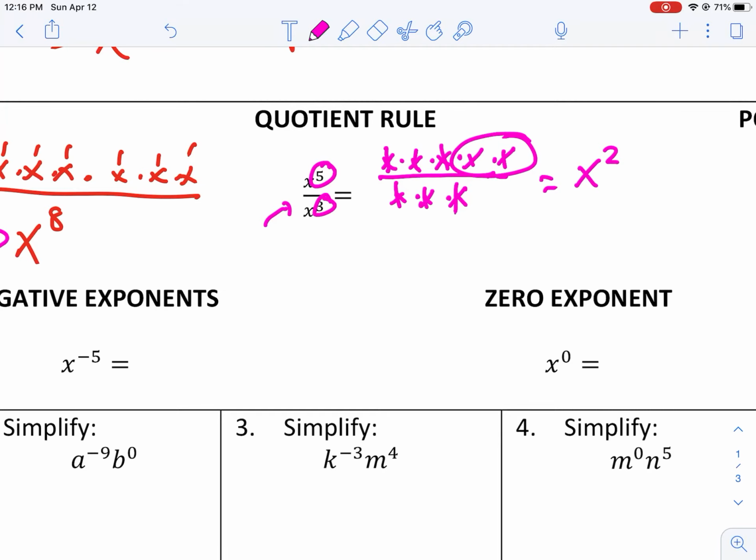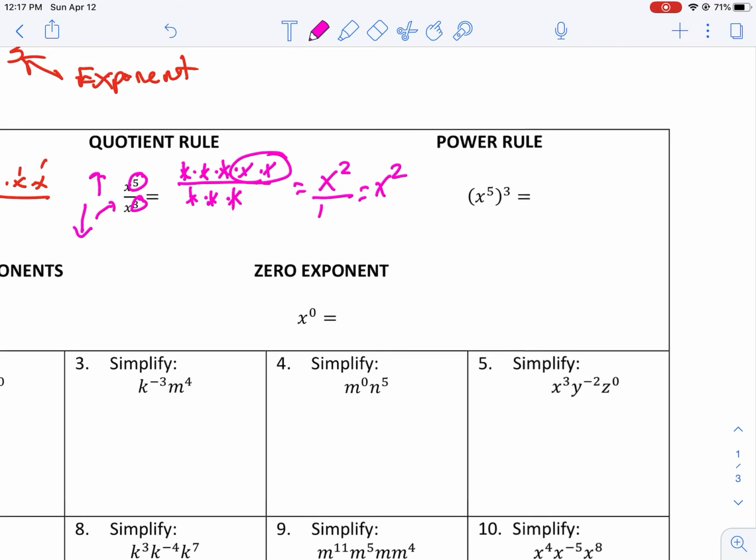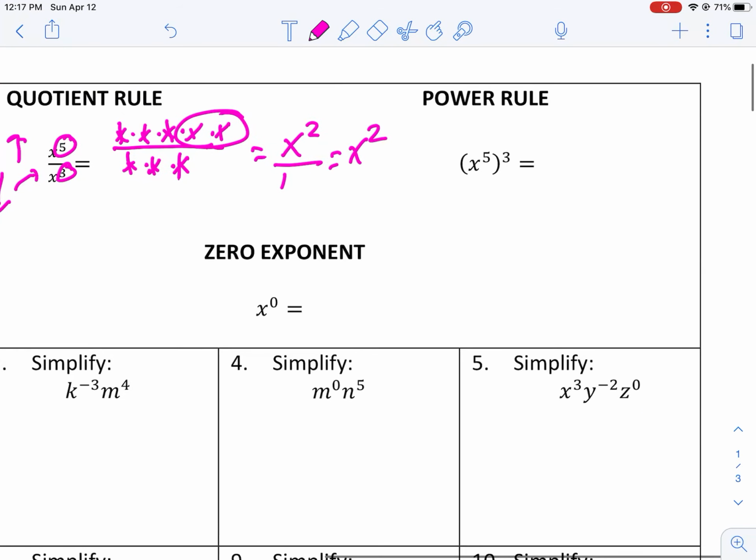Or if you remember, take the 5 minus the 3, and if the largest exponent is on top, that x stays on top. If the largest exponent was on the bottom, then the x would stay on the bottom, in the denominator. Whenever you have x squared or anything on top with only 1 or nothing on the bottom, it just stays x squared.